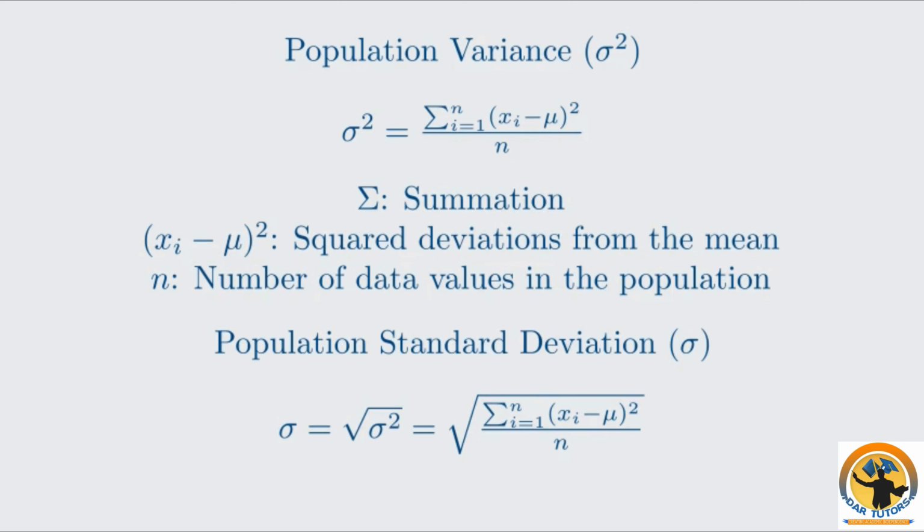The standard deviation measures the degree to which data deviates from the mean. A small standard deviation means the data points are clustered closely around the mean, indicating high consistency. A large standard deviation means the data points are spread out, indicating high variability.